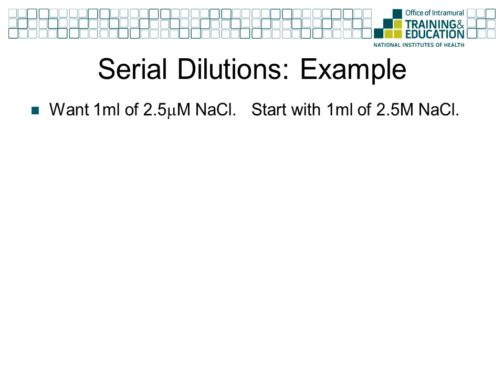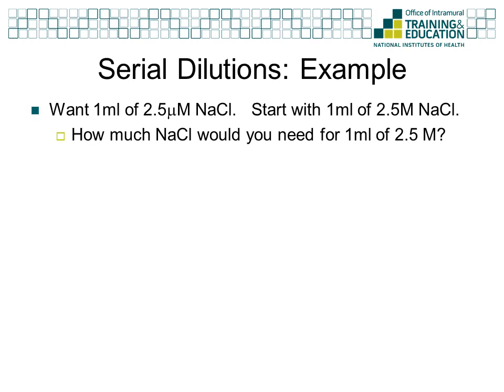For our first example, let's take a modified version of a previous example. We want 1 milliliter of 2.5 micromolar NaCl. To make this, we are going to start with 1 milliliter of 2.5 molar NaCl. For practice, how much NaCl will you need? I hope you came up with 0.146 grams.